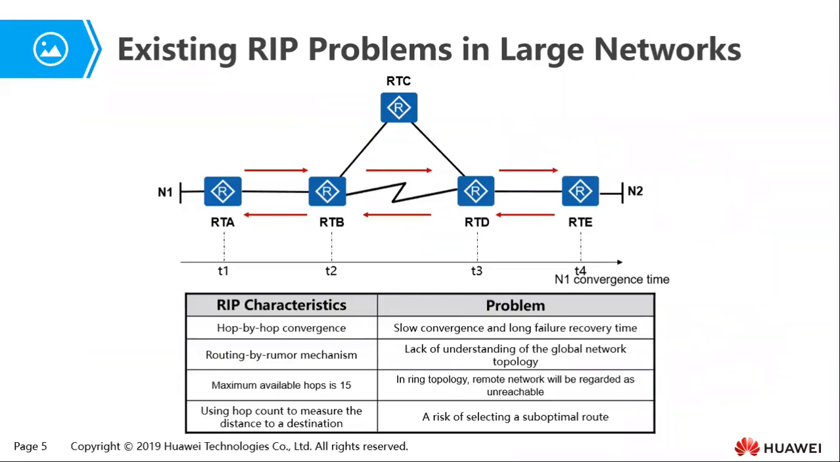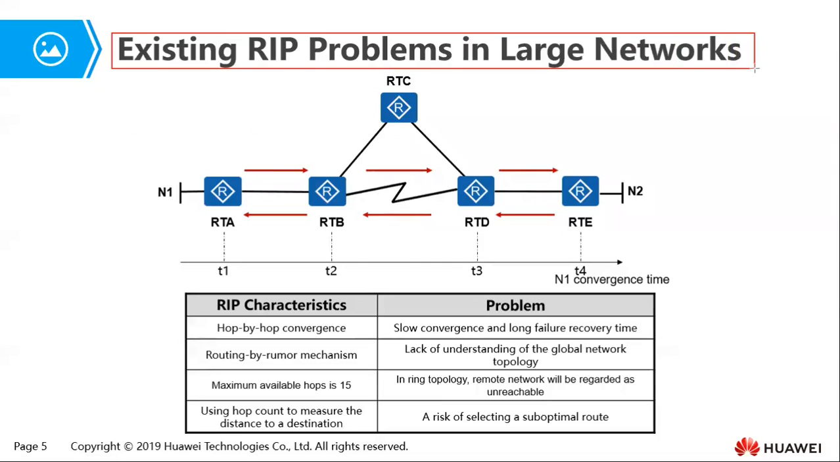So let's look at whether RIP can meet these requirements that we've looked at: high reliability, supporting multi-vendor devices, and being able to recover from failures very fast. Can RIP meet that? Now, these are some of the existing problems with RIP in large networks in particular.